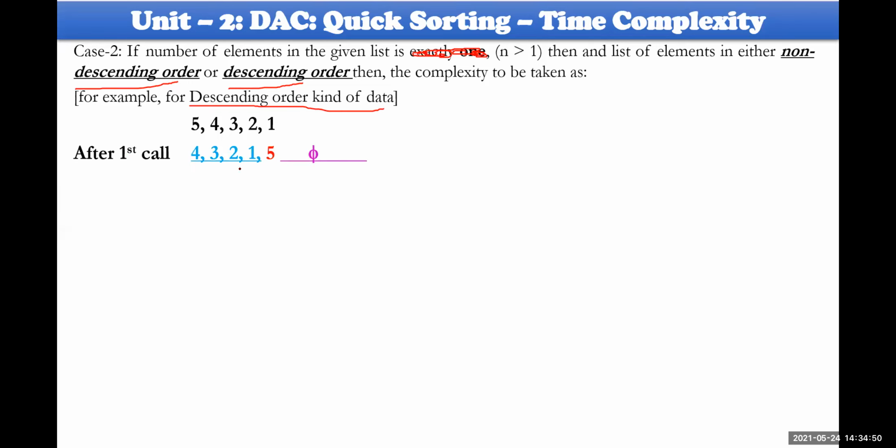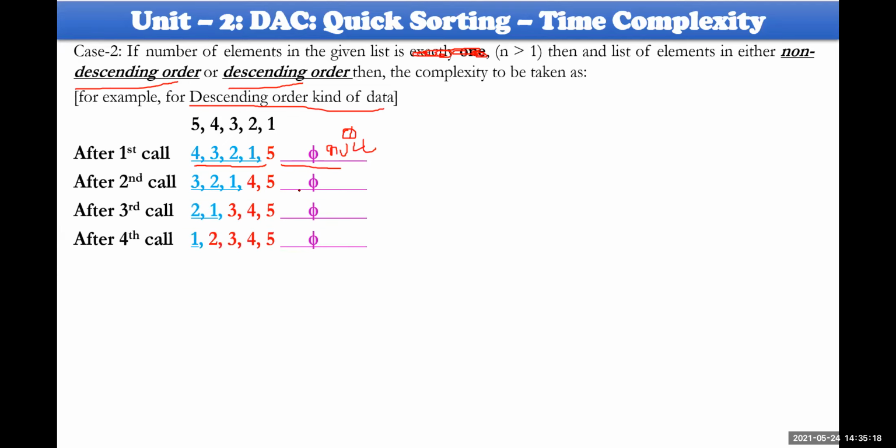Look at this. The pivot element will be at the right side, and all elements are available only on the left side. The right side sublist is null. There is no element, that is, zero elements there. And this process will continue. Look at this here also. Left side we have elements, but right side we don't have any single element. Again same, again same, and finally you could get the answer, but the right side never has a single element. So this kind of approach will be there.